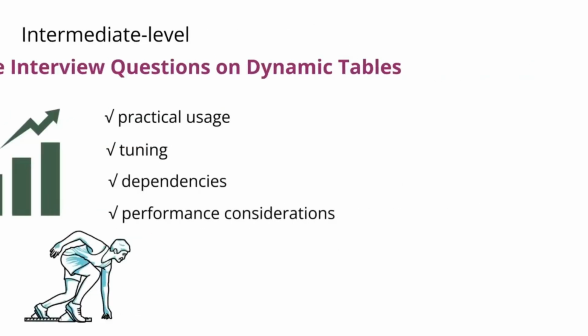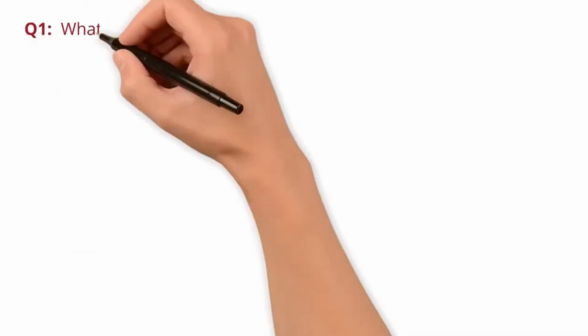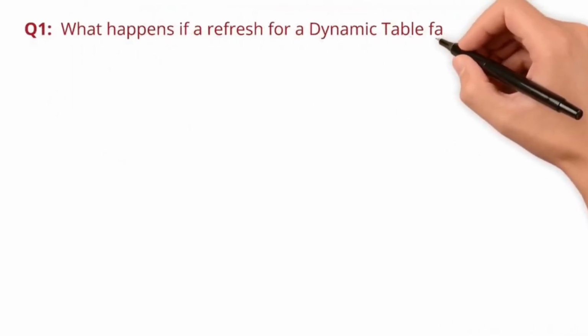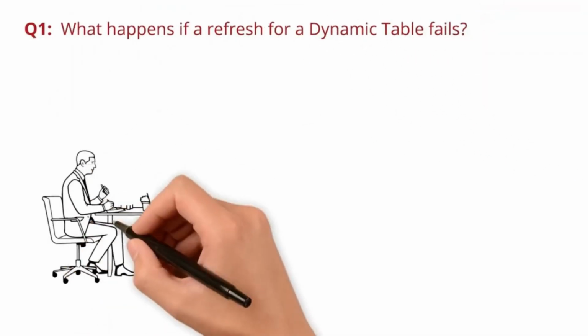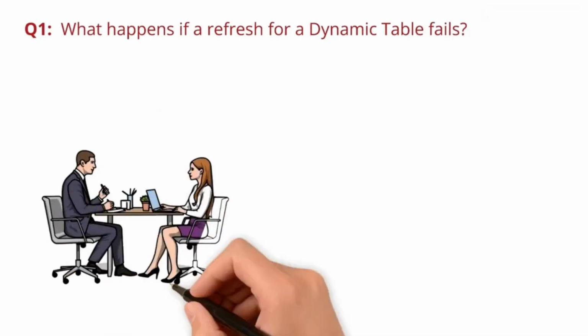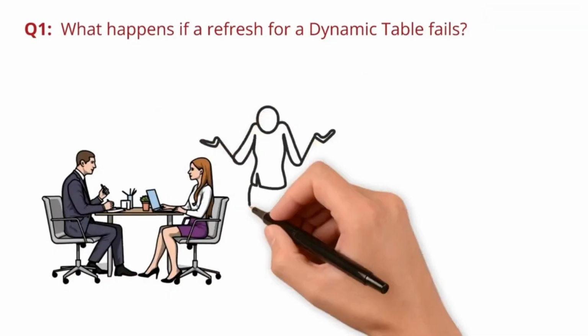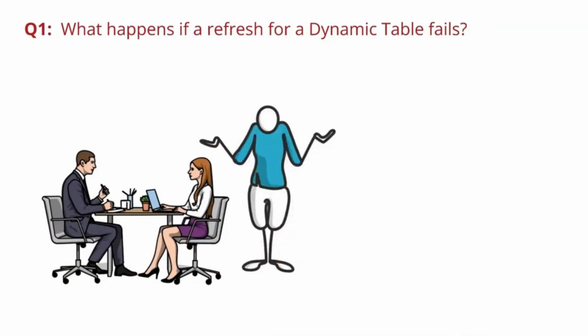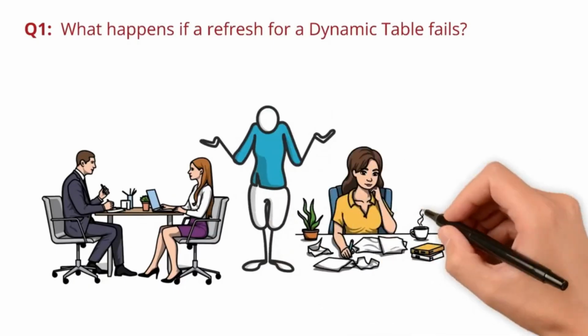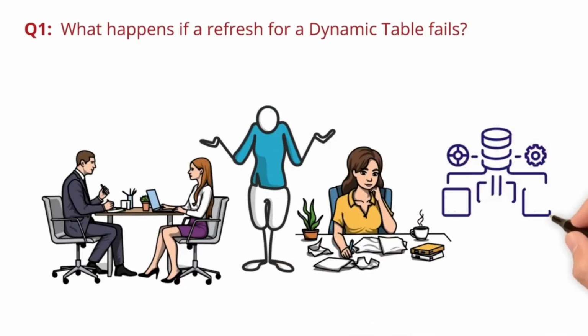Let's get started. Question: what happens if a refresh for a dynamic table fails? Interviewers ask this to test if you understand not just how dynamic tables work when things go right, but how you handle failures and their impact on downstream pipelines.